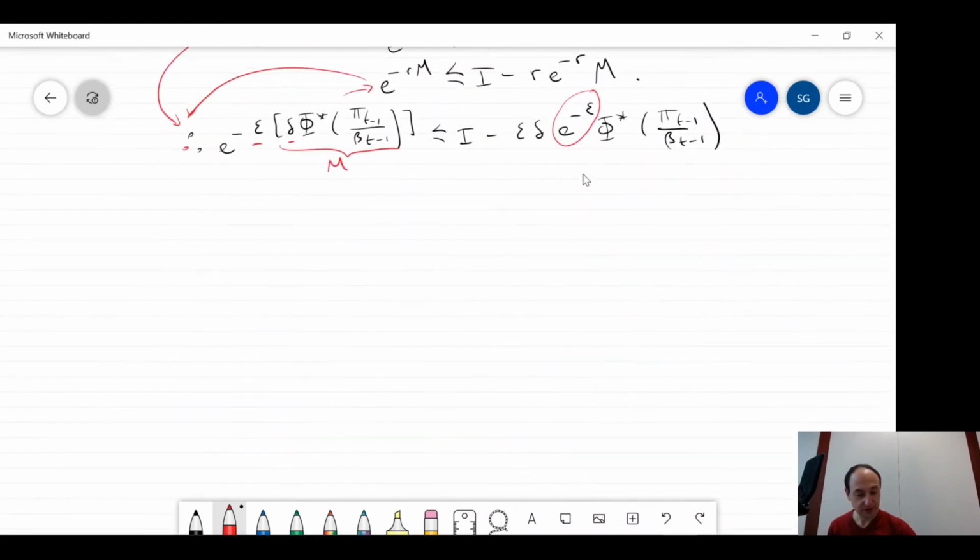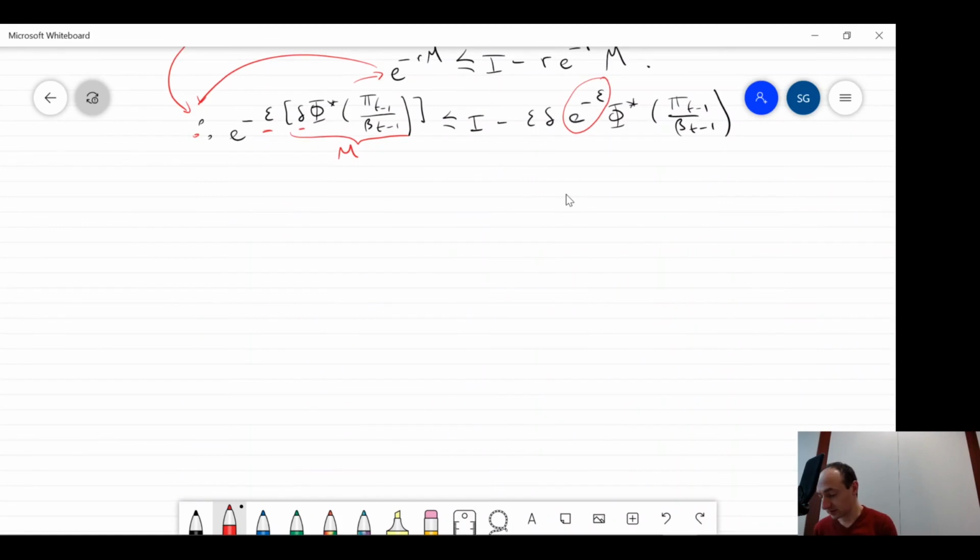So let me just state some exercises here. Exercise 44 says: prove that the norm of what I called M, which is this operator over here, is at most 1. Okay, I won't go through that here.